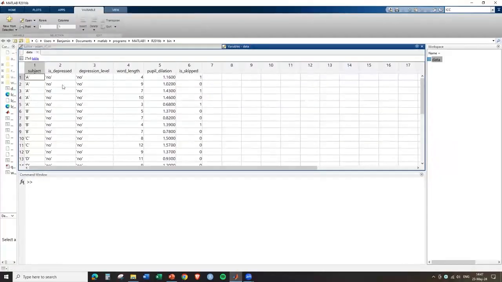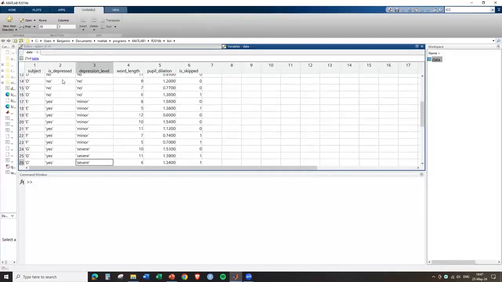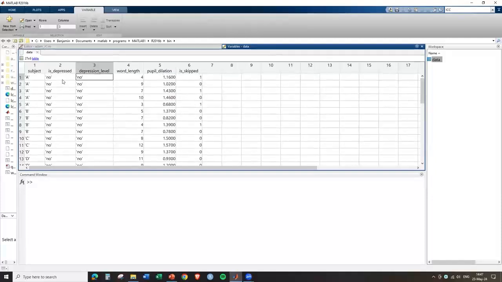We have subjects. Some of them have depression, some of them don't, okay? We also have a depression level, which is no, minor, and severe. And then they were reading words, but sometimes they would skip a word. So I want to model the probability of skipping a word in reading. Okay, so it's clear why it's a logistic regression, right? Because probability of skipping. And I want to see if it depends on the word length, if it depends on depression, and if it depends on the pupil dilation at the exact moment or something, okay? It's a kind of a clear example.